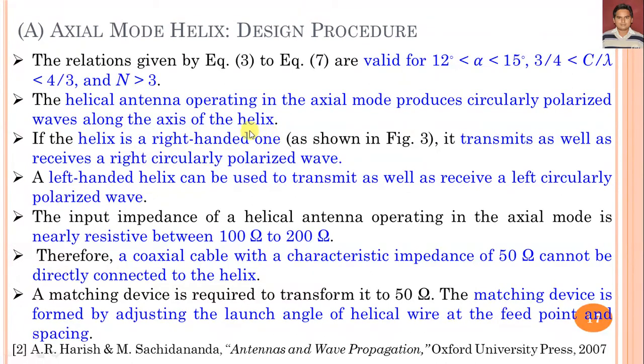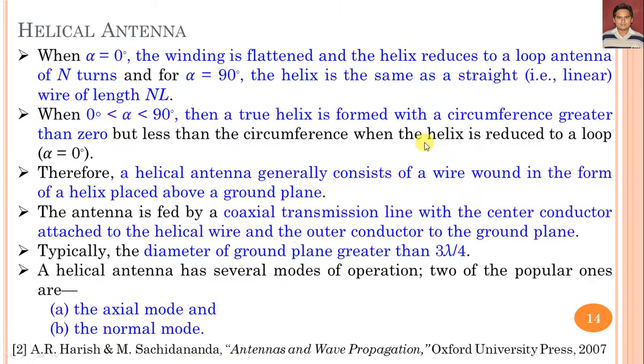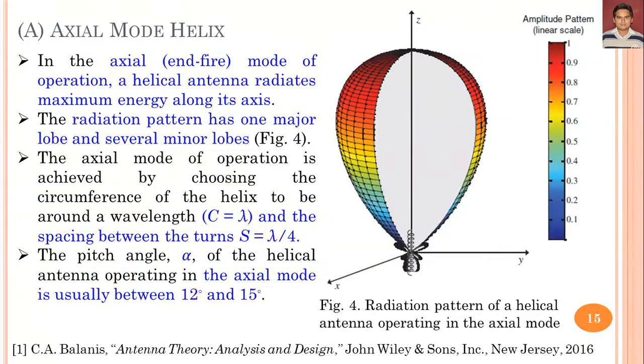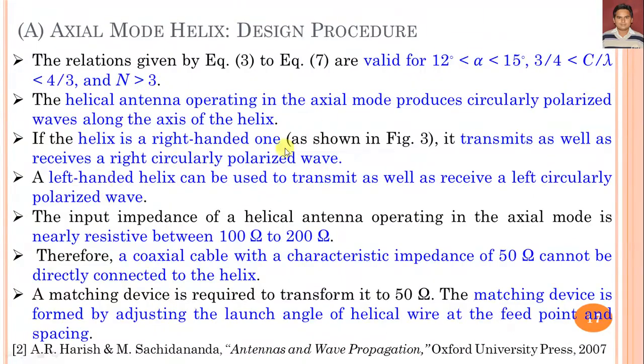If the helix is right handed, as we have seen in figure 3, here you can see this is the right handed. If it is left handed, then this type of wrapping exists. A right-handed helix transmits as well as receives a right-handed circularly polarized wave. So we can say if the helix is right-handed, then it receives or transmits a right circularly polarized wave. Similarly, if it is left-handed, then it transmits or receives a left circularly polarized wave.